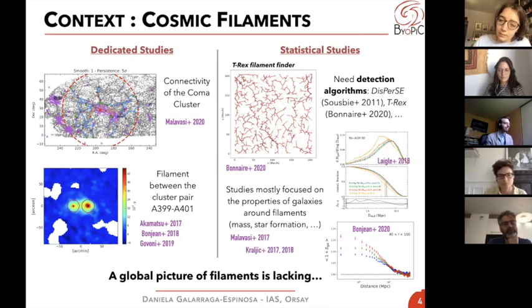But what I wanted to ask is, do you know, when you look at the distribution of short and long filaments, if there is a dependence on redshift or not?